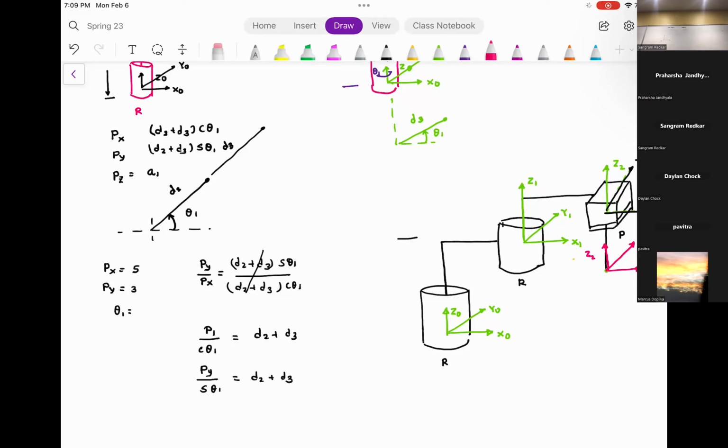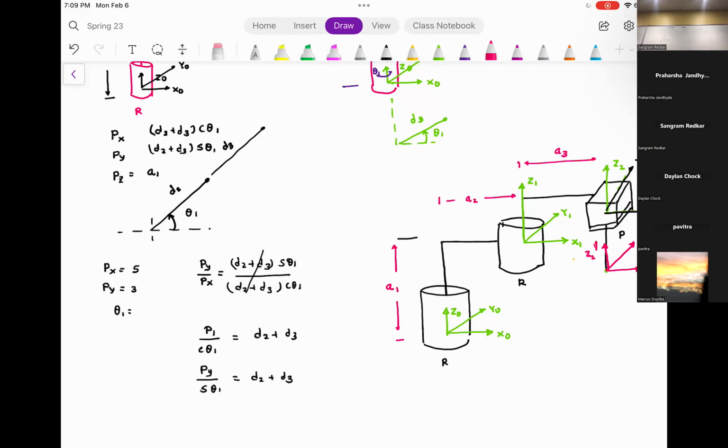Now let me give you these dimensions. A1, A2, then A3, and this distance is going to be, this should actually be D3.